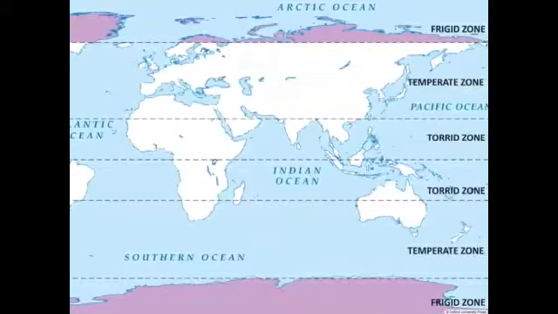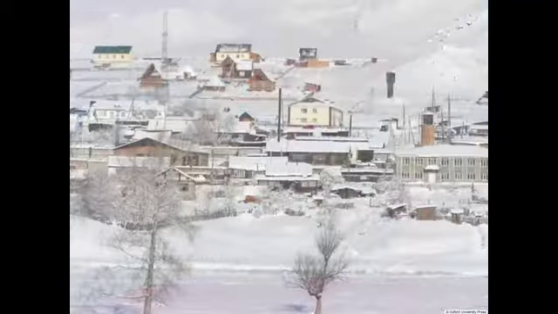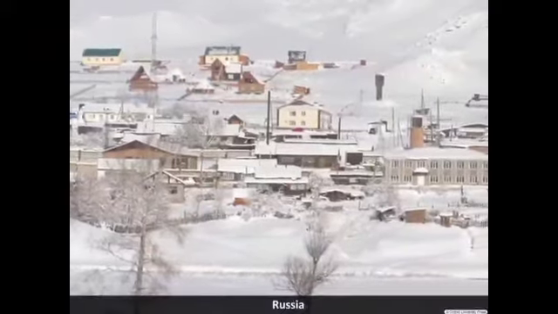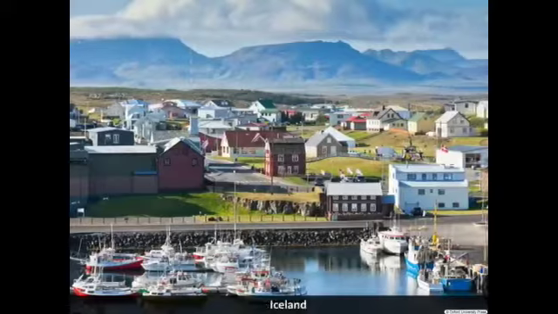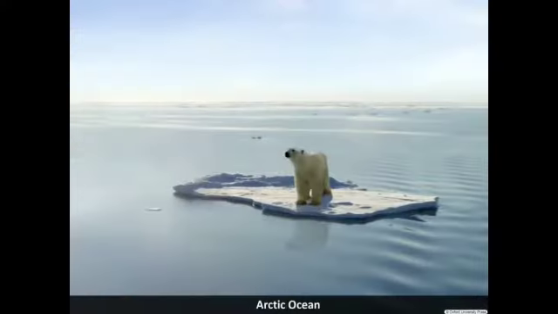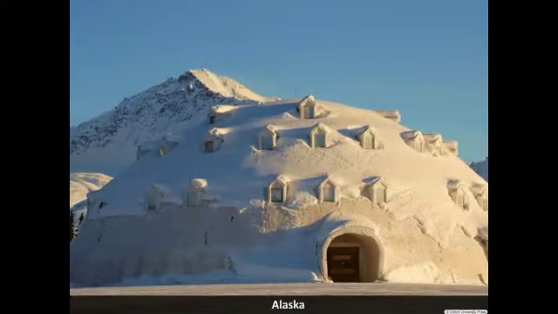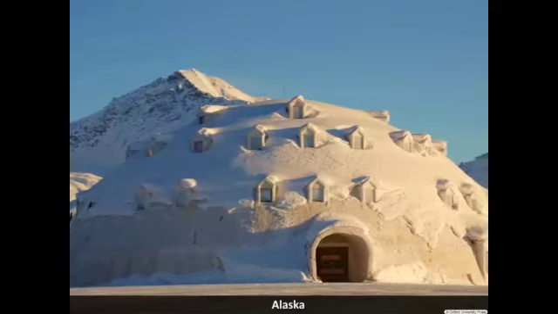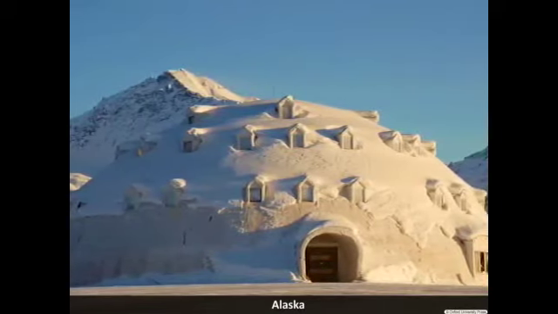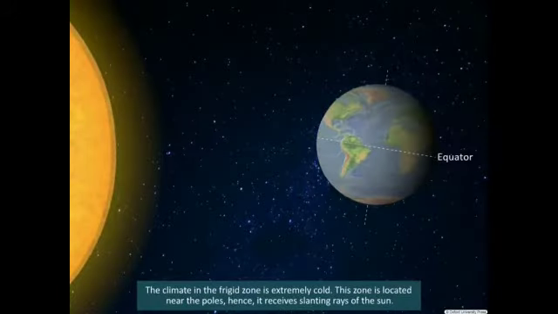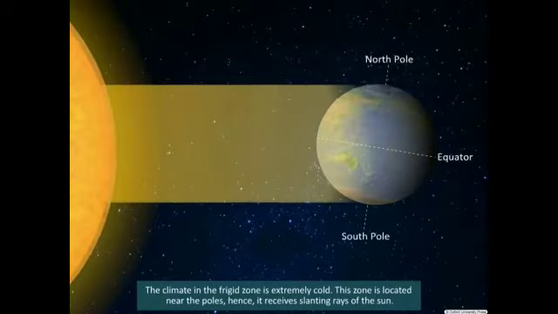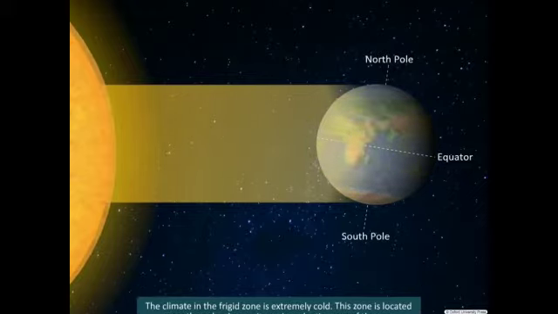The Northern Frigid Zone includes large areas of northern Canada, Russia, Greenland, Iceland, Arctic Ocean, Alaska, and northern Scandinavia. The Southern Frigid Zone includes Antarctica. The climate in the Frigid Zone is extremely cold. This zone is located near the poles. Hence, it receives slanting rays of the sun.